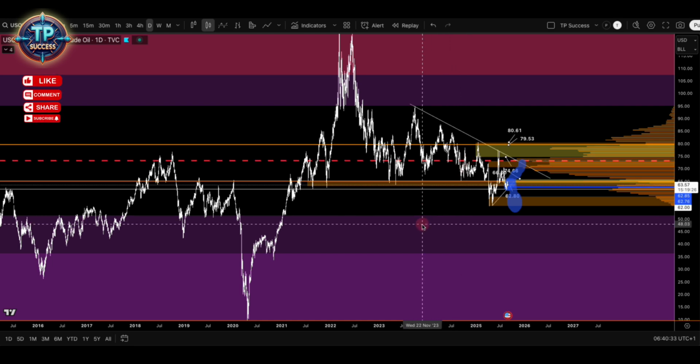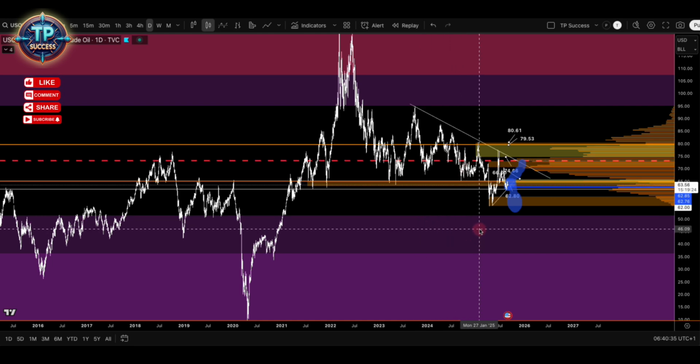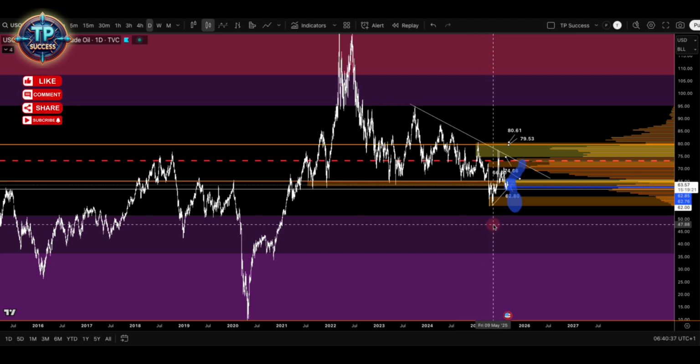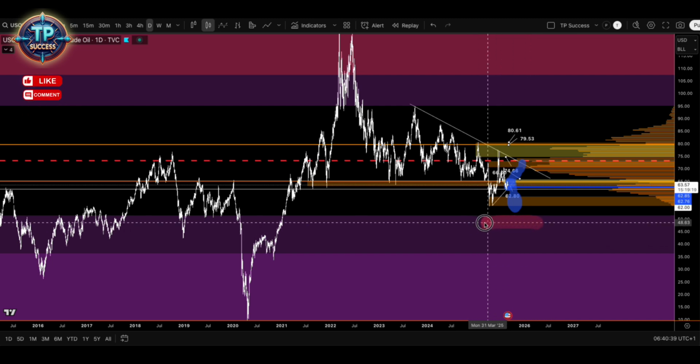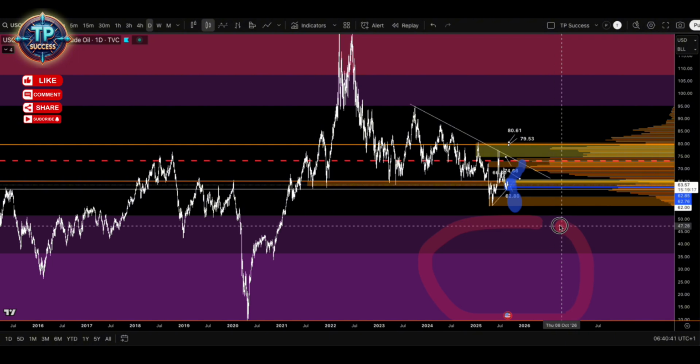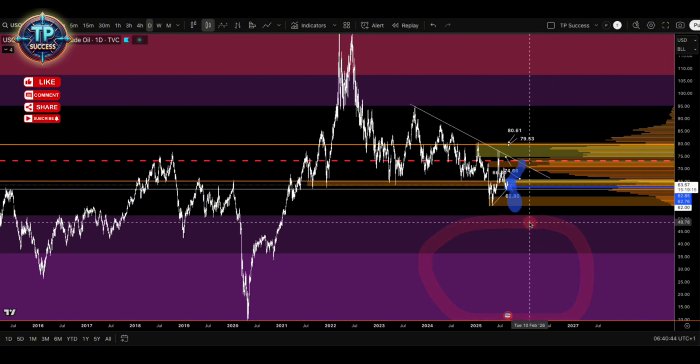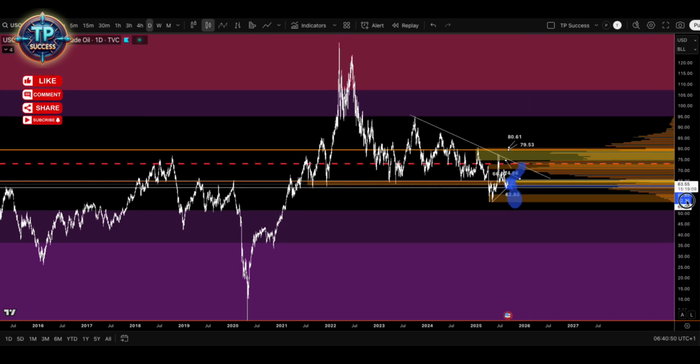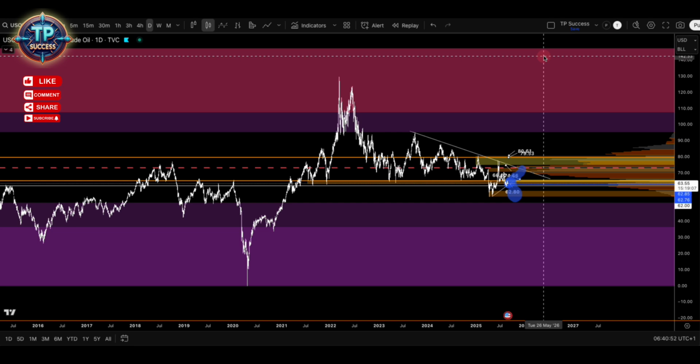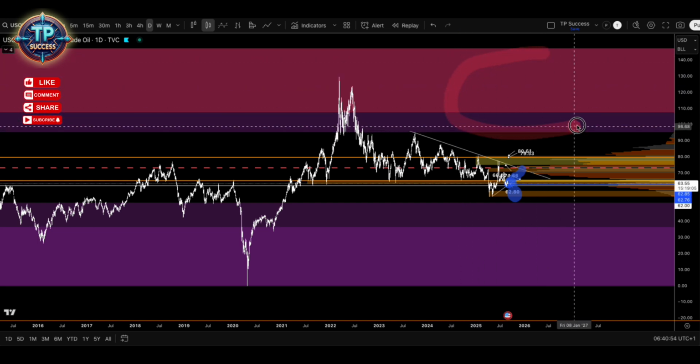So regardless of how oil is looking, if I ever see oil in this area right here, anywhere in this area, I'm buying. I am buying. That's it. If I see oil anywhere in this area, I'm selling.